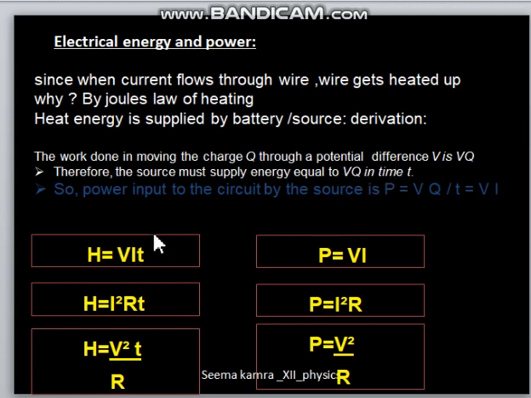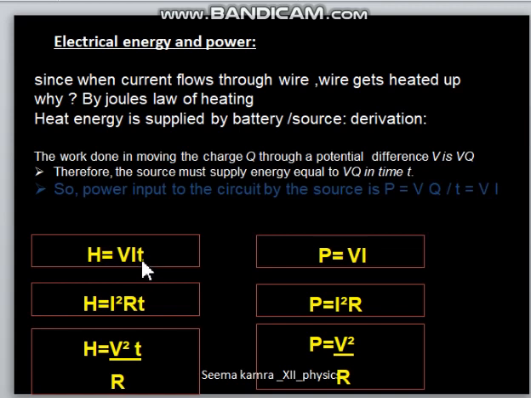Now here I will tell you the different formulas of heat energy, and here we will get the power formulas. So the heat formula, because it is VQ and Q is IT, current into time, so we can write the first formula as VIT. So the heat energy formula is VIT.